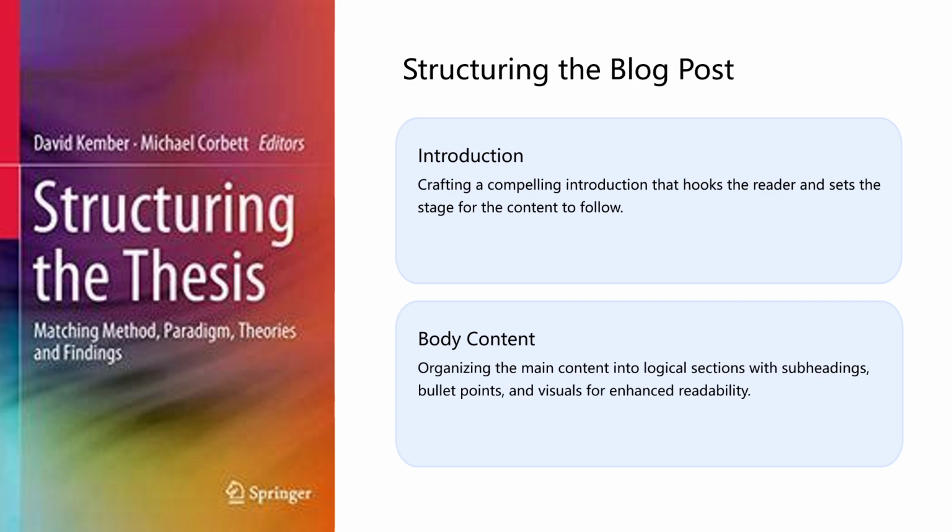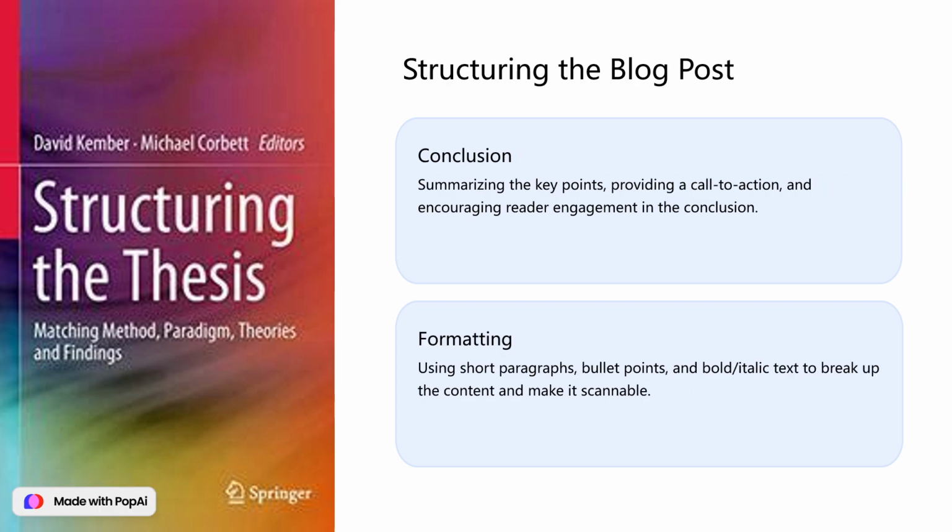The second part is body content. Organizing the main content into logical sections with subheadings, bullet points and visuals can enhance the readability of the content. Third is summarizing the key points, including a call to action, and encouraging reader engagement in the conclusion. The last is using short paragraphs. Always make use of short paragraphs when you write blogs. Do not extend the length of a paragraph or any sentence beyond 20 words.